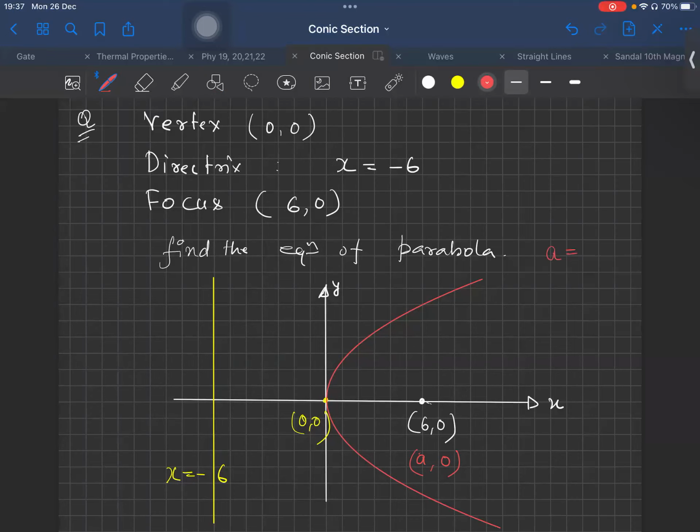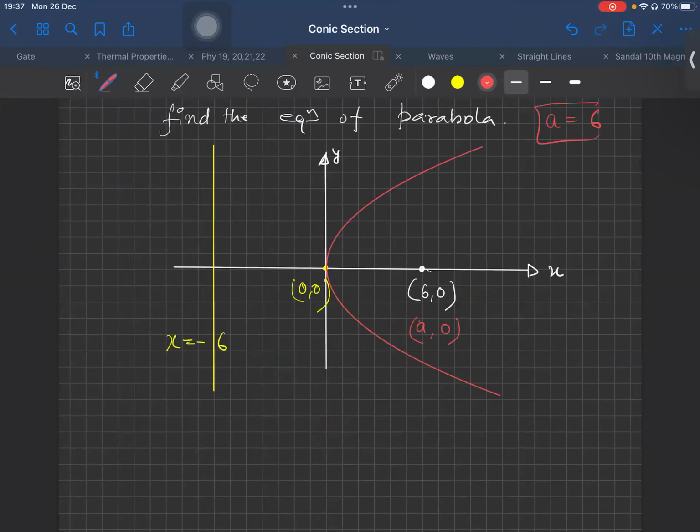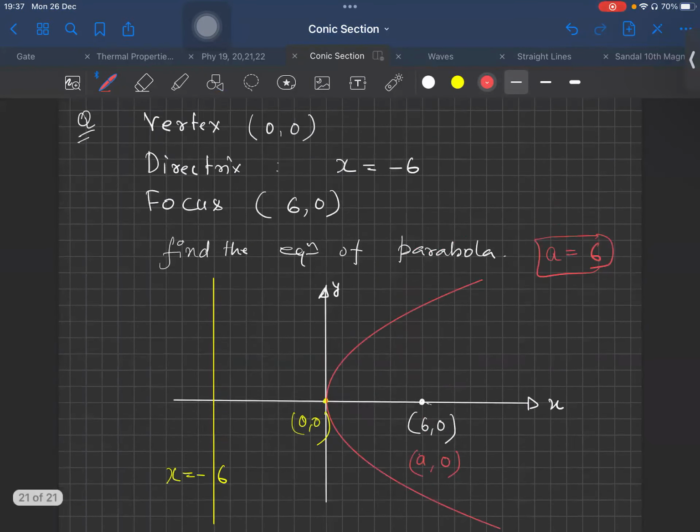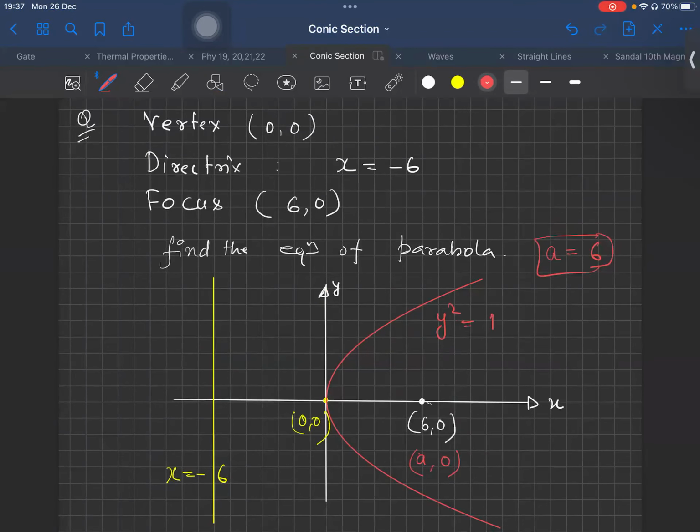What is A here? 6. Yes, sir, 6. And so if you get the value of A, what type of parabola is this? Y square is equal to 4ax, isn't it? Now you just substitute the value of A. So y square will be 4 into A, which is 6, into x. So y square will be 24x is the equation of this parabola.